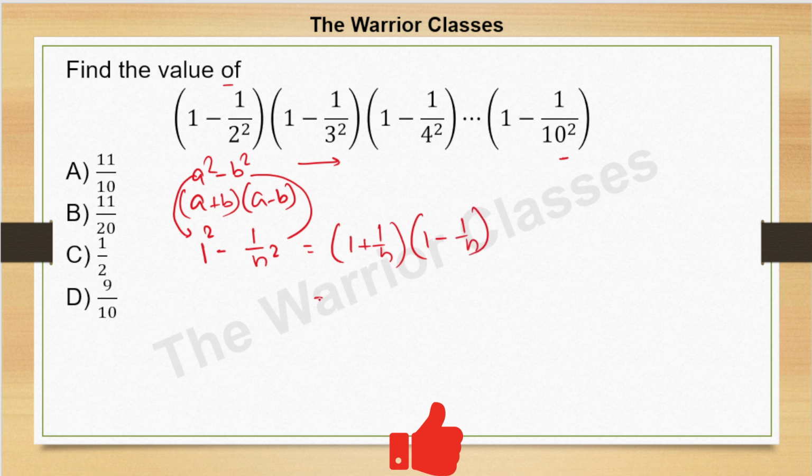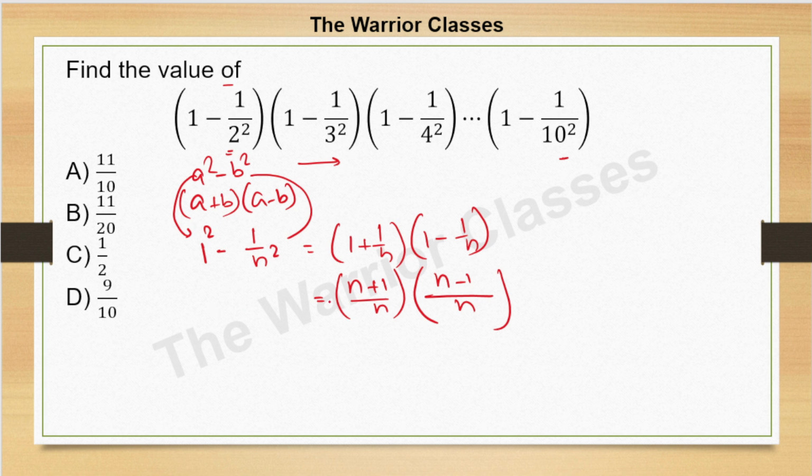And now let's solve this. We can write this as (n plus 1) over n, so in the denominator it will be n, and here it is n minus 1, right? Now for the first term, n is 2, so we can write it as (2 plus 1) over 2 multiplied by (2 minus 1) over 2, right? So it will become 3 by 2 multiplied by 1 by 2.